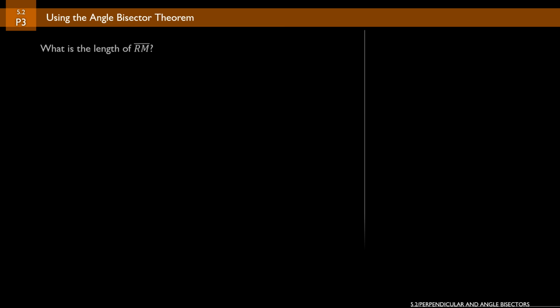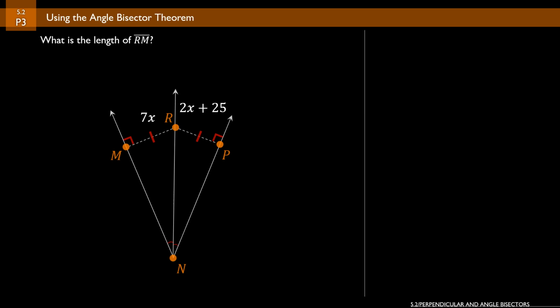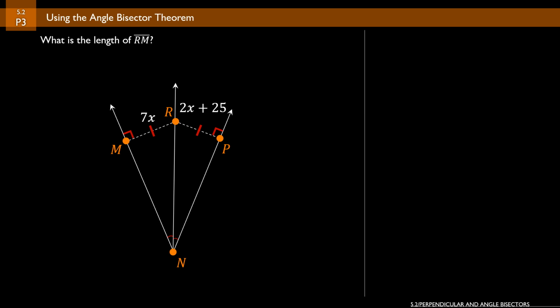So here in problem 3, we're asked, what is the length of segment RM? And what we see is that angle MNP has been bisected by ray NR. We know that because we've got the congruency markings down in the bottom. Then we also know that segment MR is congruent to segment RP.